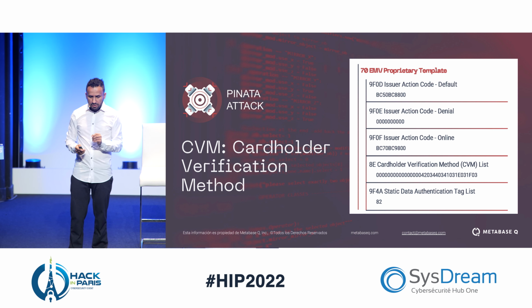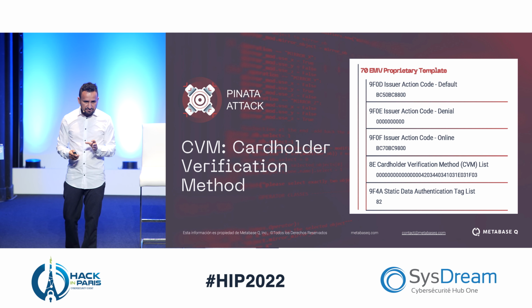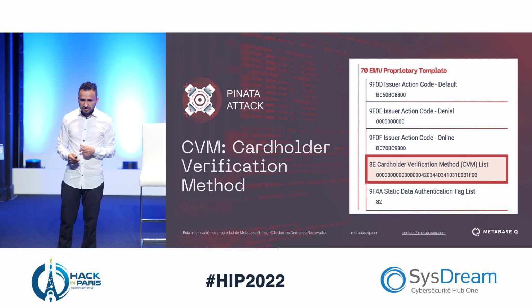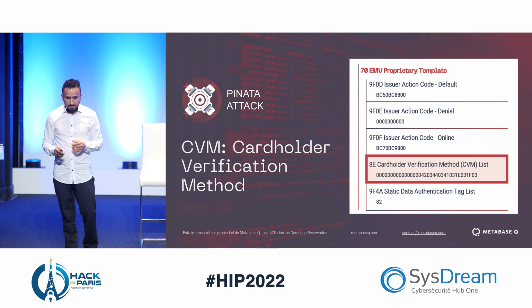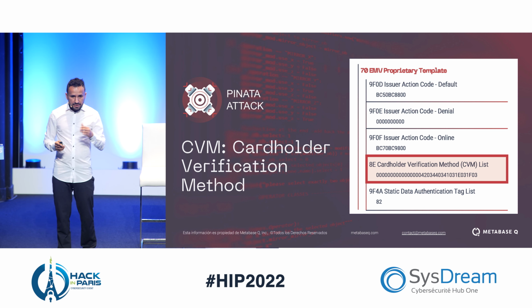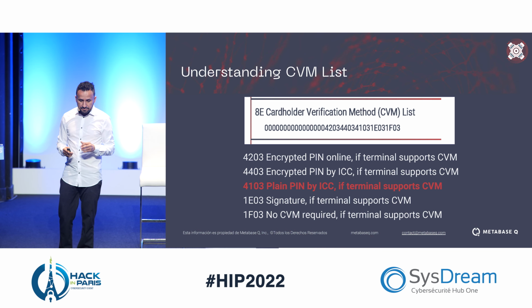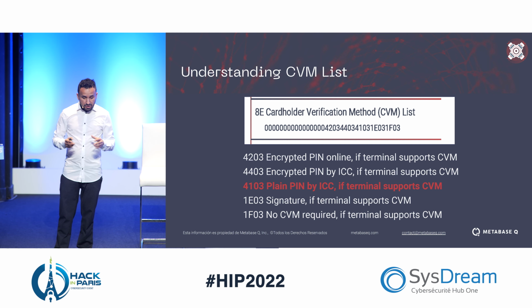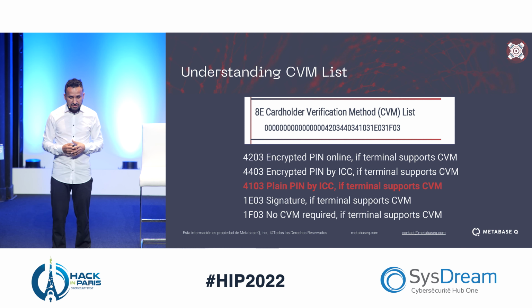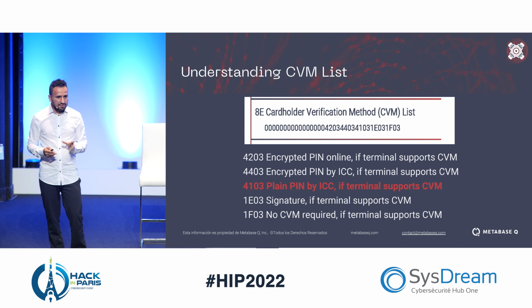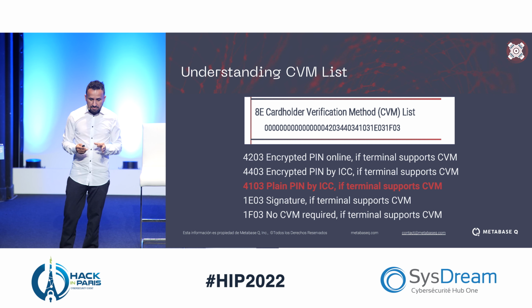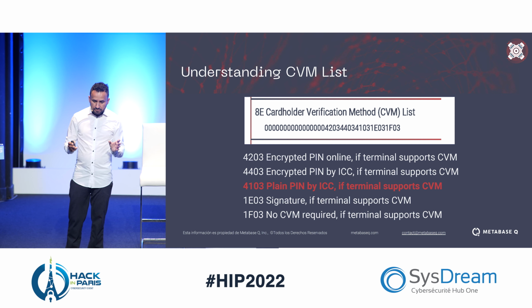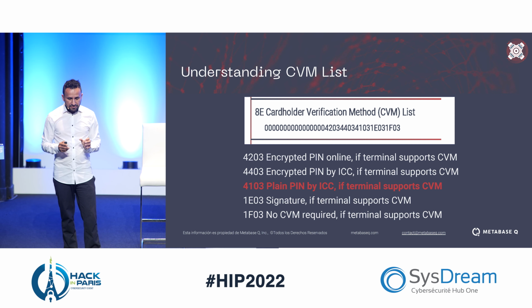In the card response, we're going to focus on the 8E EMV tag, which basically tells us that this is going to be the list of CVM verification methods for this specific transaction. If we decode this CVM tag, we can see the CVM list of verification methods. If we break it apart further, we can notice that this transaction specifically has plain PIN by ICC if the terminal supports the CVM verification method. So we're going to focus on this 4103.